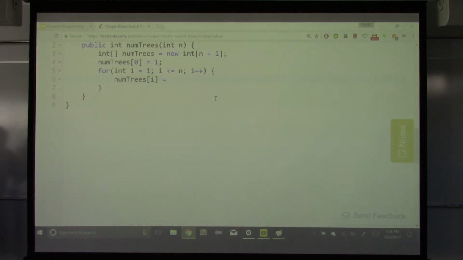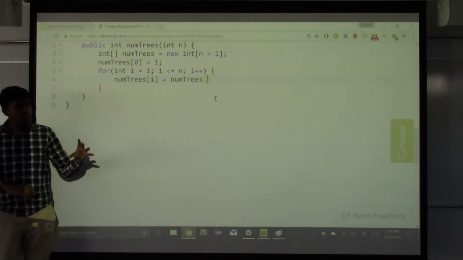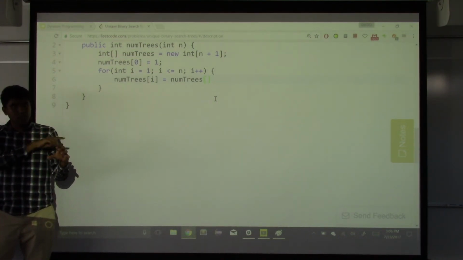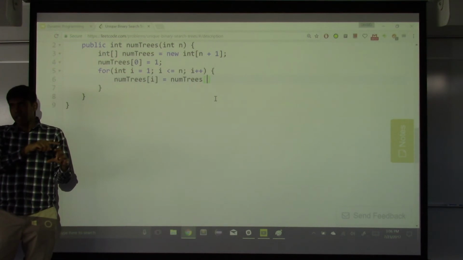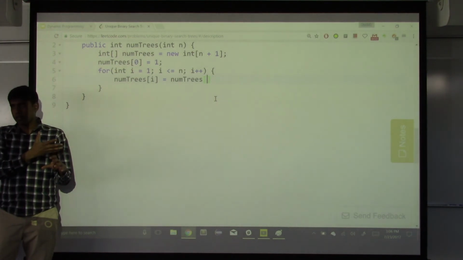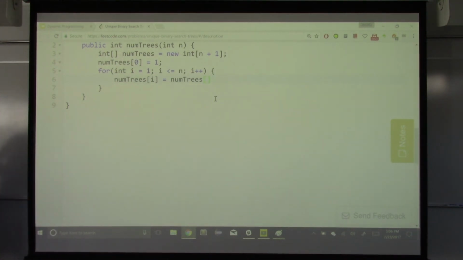So let's start off by writing this simply. I'm calculating num trees of i. Num trees of i could have roots from 0 to i minus 1, and it'll be the sum of all trees that I can form with root 1, root 2, root 3, and so on up to i. So basically, let me just call this variable num trees. This will be the sum that I need to calculate above this.